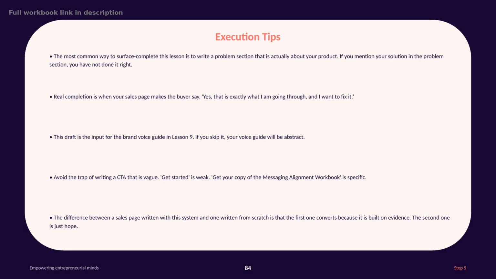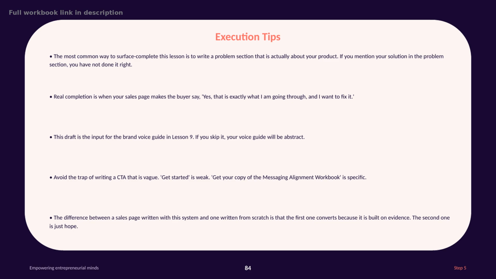The most common way to fake completing this lesson is to write a problem section that is actually about your product. If you mention your solution in the problem section, you have not done it right. Real completion is when your sales page makes the buyer say, "Yes, that is exactly what I am going through, and I want to fix it." This draft is the input for the brand voice guide in Lesson 9. If you skip it, your voice guide will be abstract.